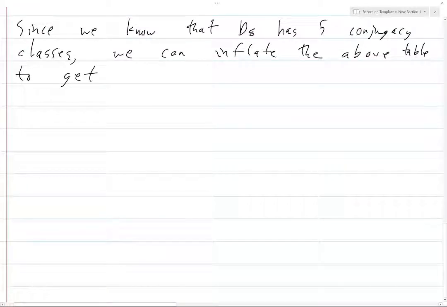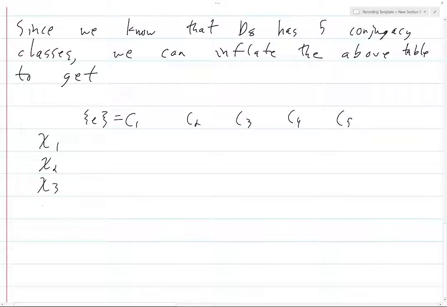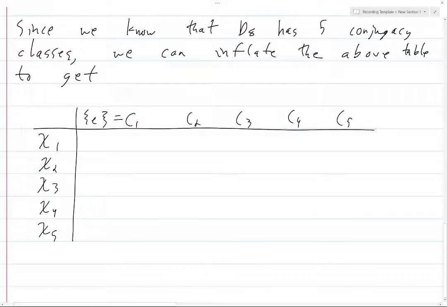We're going to start with E, and we're going to call that C1. Then we've got C2, C3, C4, and C5, because remember there are 5 conjugacy classes. Then we're going to call the characters Chi1, Chi2, Chi3, Chi4, and Chi5, because the number of characters needs to be the same as the number of conjugacy classes. Okay, so now right here is where we copy and paste the one that we were inflating.